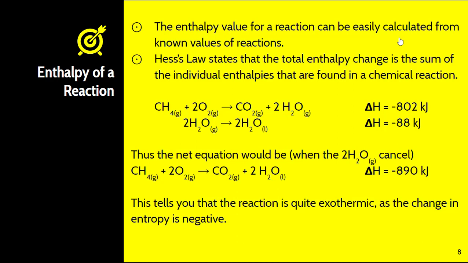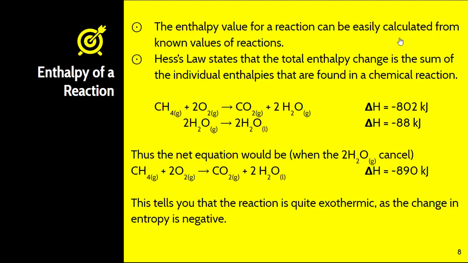So if we take a look at the reaction here, the combustion of methane yields negative 802 kilojoules per mole. Also, we have to keep in mind that the gas is transformed into a liquid, so we need to include that in the calculation as well. So 2 H2Os of gas to 2 H2Os of liquid is negative 88 kilojoules per mole. It's very similar to what we did in the previous unit, where if we have something on the reactant side and something on the product side, we can actually cancel those out, thus leaving us with the correct formula for the combustion of methane and a total change in enthalpy of negative 890 kilojoules. This does tell you that the reaction is quite exothermic, as the change in entropy is very negative.